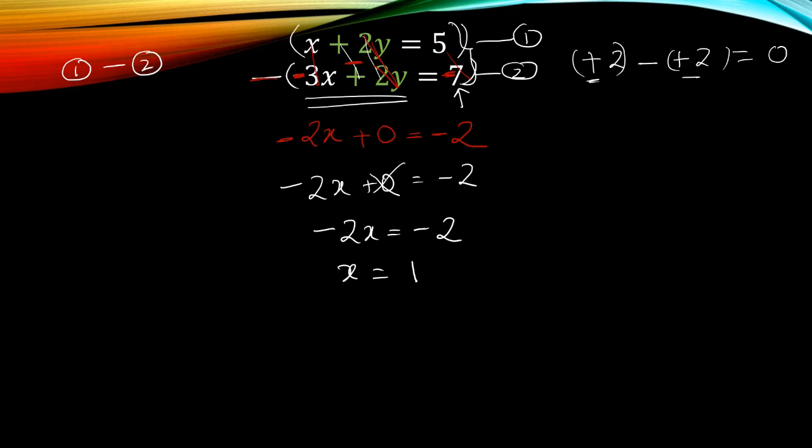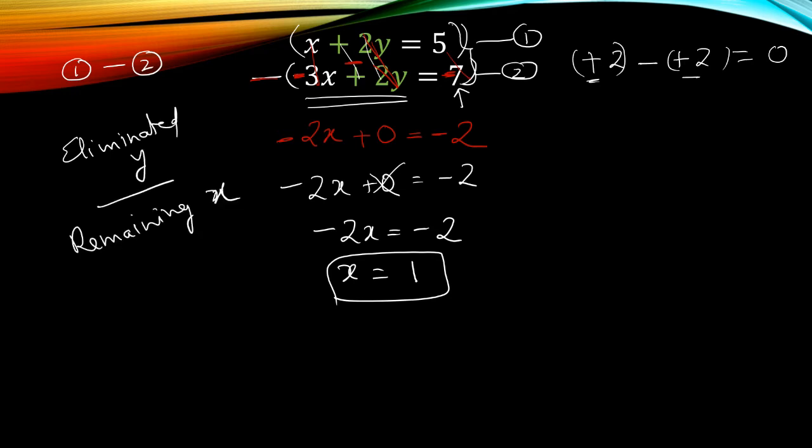So when you go back to the steps involved, once you found the value of the remaining variable, which in this case, we have eliminated y. x is the remaining variable. Therefore we found the value of the remaining variable, which is x, which is equal to 1.